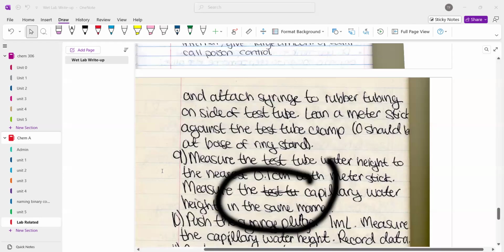You're going to be scanning this and creating a PDF file. If you want to put your name on it, it's fine.